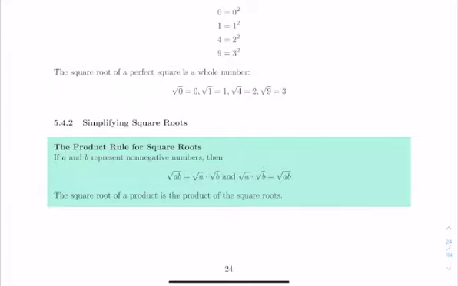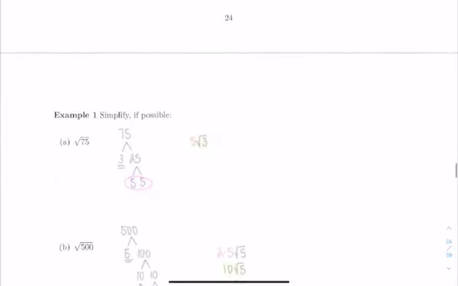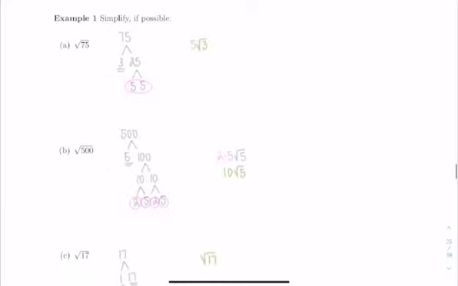So the product rule for square roots allows us to simplify square roots. If a and b represent non-negative numbers, then the square root of a times b is equal to the square root of a times the square root of b. The square root of a product is the product of the square roots. So all this is saying is I can split this apart into multiple square roots to simplify. However, the way that I like to teach it is not with this method because you have to really know your perfect squares or your perfect cubes, so on and so forth.